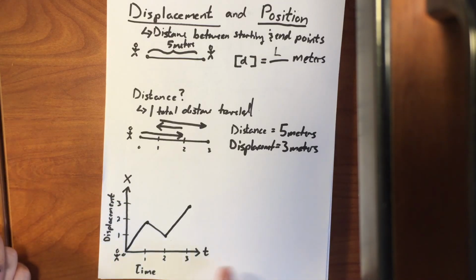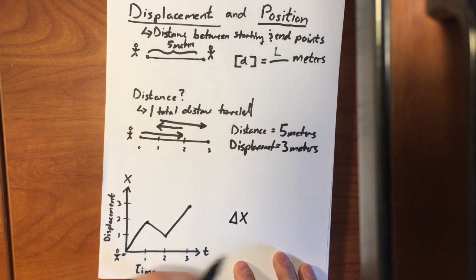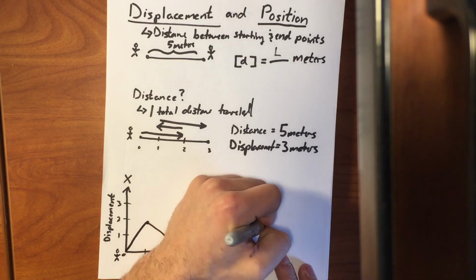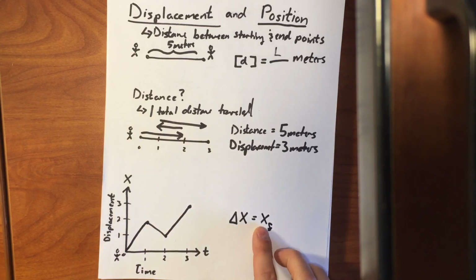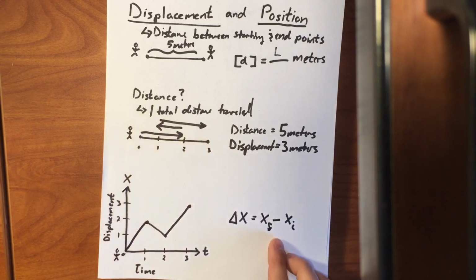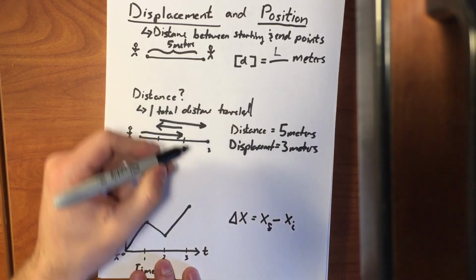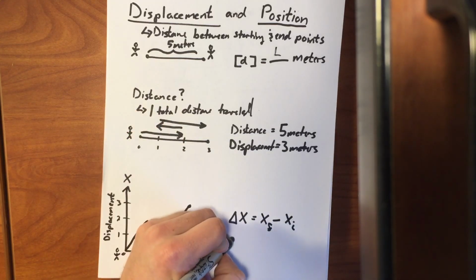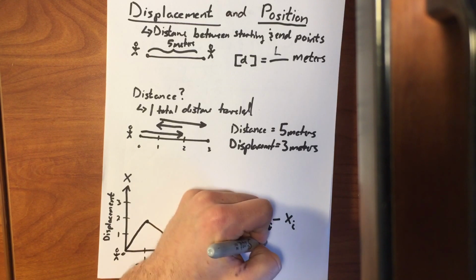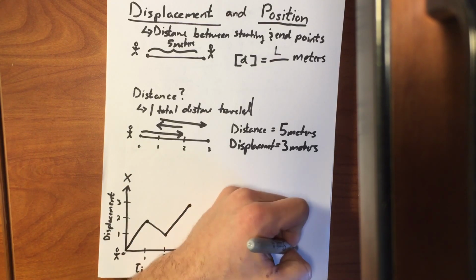The best way to represent this, and we'll define this with delta x, is the difference between the initial and final position: our final position minus our initial x position. So we'll do that real quick here. Our final position is 3, minus our initial position 0, is going to give us our displacement of 3 meters.